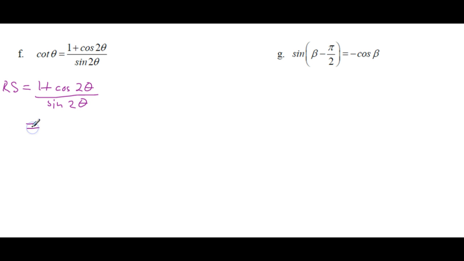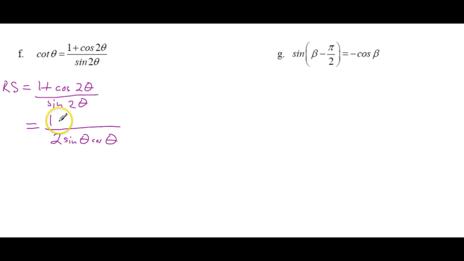Right. So now you have to look at your formula sheet. Cos 2 theta can be expressed in 3 different ways, but sine 2 theta can't. So let's do that first. Sine 2 theta is 2 sine theta cos theta. And now we'll decide what form we want this to be in. What if we went cos squared minus sine squared? Let's try that, because then we can get a 1 minus sine squared.